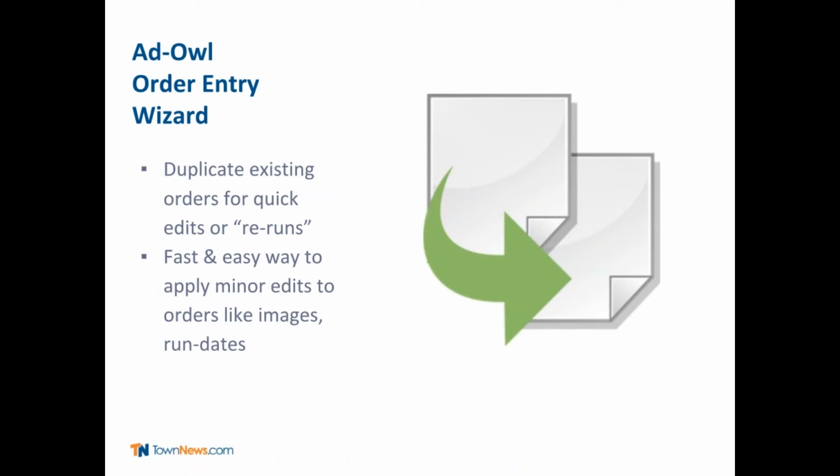And if you want to rerun the same ad, let's say someone places a garage sale one week and wants to rerun that exact same garage sale the following week, now you can duplicate that order quickly with this order entry tool. That, again, will be available in the next couple of weeks from Ad Owl. We're very excited about that one.